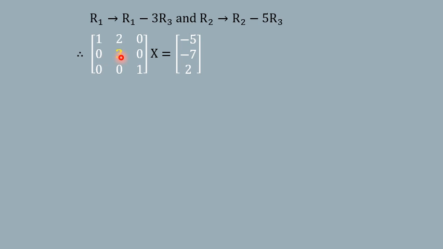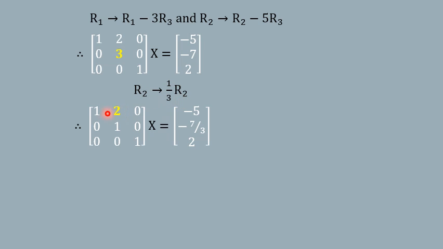Now we have to reduce this element to 1. For that, just divide the second row by 3. That means we have to perform this operation: R2 changes to 1 upon 3 into R2. We get this first row and third row as it is. Now just divide all elements placed on the second row by 3. So here 0 upon 3 answer will be 0. Here 3 upon 3 answer will be 1. Here 0 upon 3 answer will be 0. And here minus 7 upon 3 answer will be minus 7 upon 3.